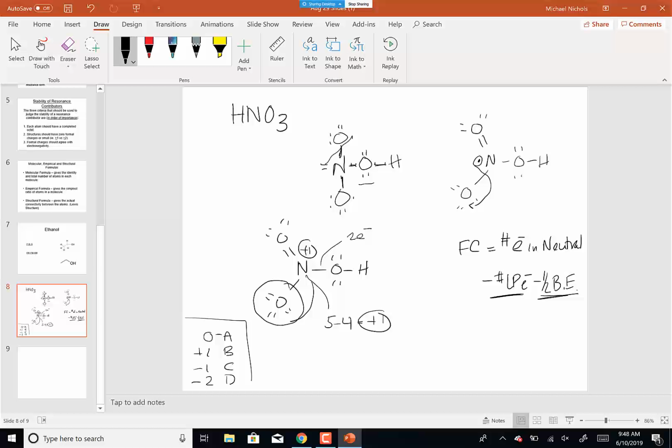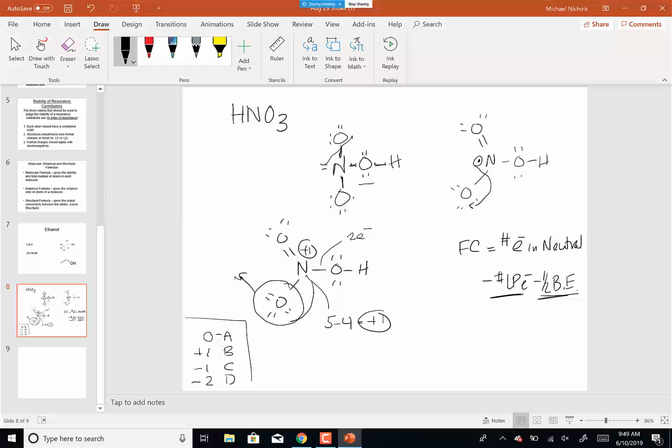So looking then at this oxygen right here, what is the formal charge of that oxygen that's circled? Okay, so we have 7, so -1.